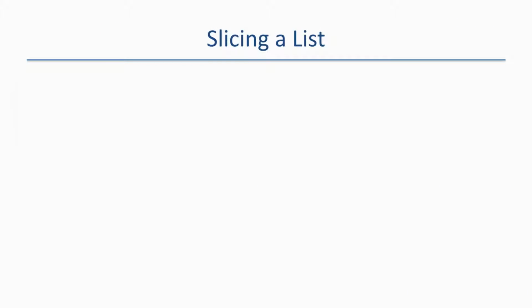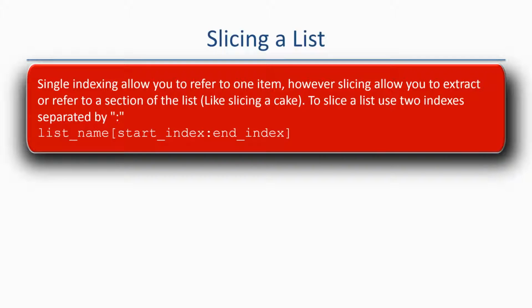Now let's talk about how to slice a list. Single indexing allows you to refer to one item. However, slicing allows you to extract or refer to a section of the list, like slicing a cake. To slice a list, use 2 indexes and separate them by colon. You put the list name, the start index, a colon, and the end index.